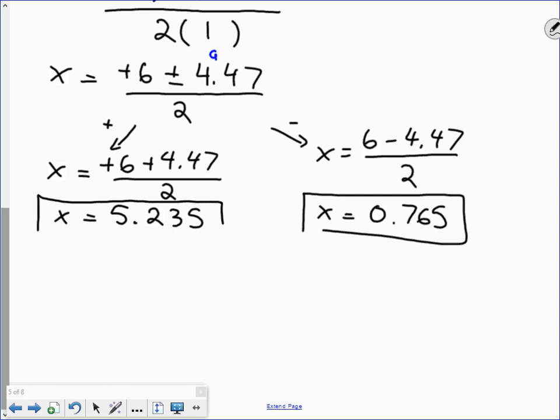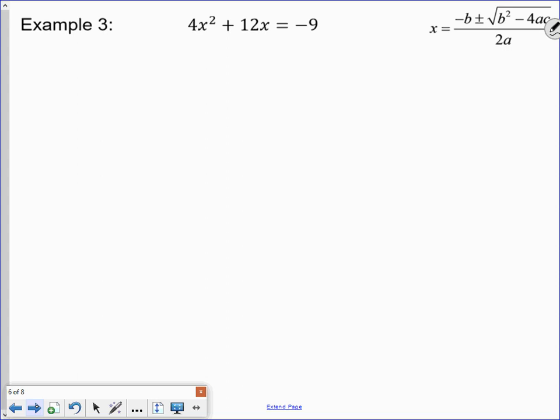Now notice that these two solutions are x values that are decimals. We wouldn't have come up with these by factoring. So this is a quadratic equation that we probably couldn't solve by factoring. The quadratic formula gives us a way of solving these things. Okay, let's just do a couple more here to make sure we've got a handle on this.